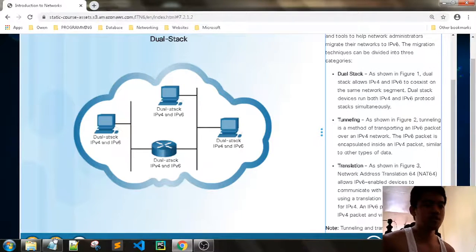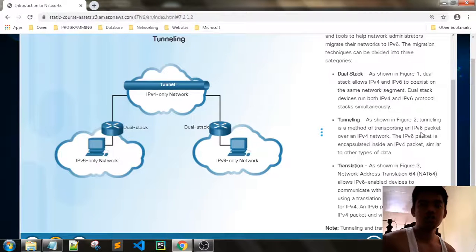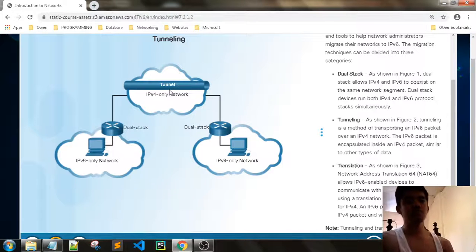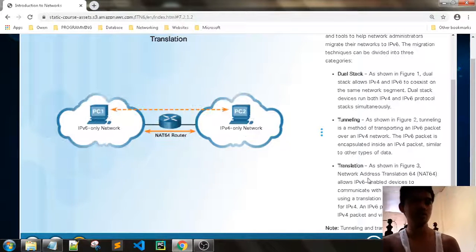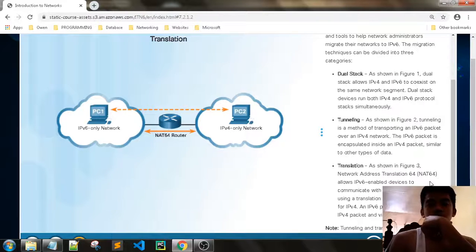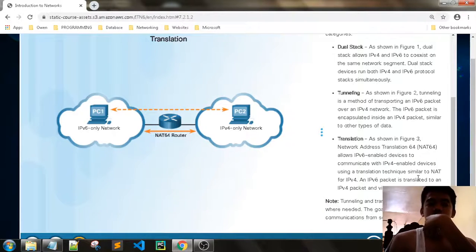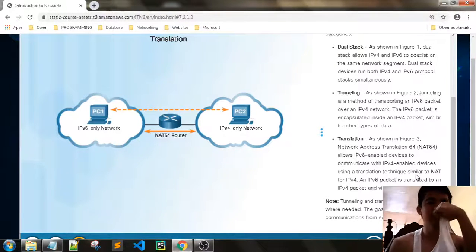We also have tunneling, transporting v6 packets over a v4 network. The v6 packet is encapsulated inside a v4 packet, a v4 tunnel. Also we have translation, which allows v6 enabled devices to communicate with v4 enabled devices using a translation technique similar to NAT for v4. So it's just for communicating between v6 and v4.